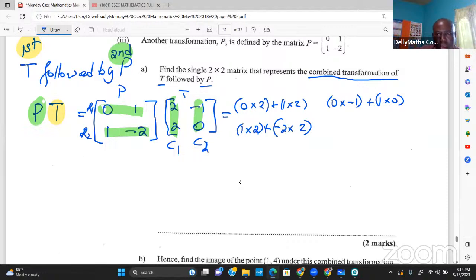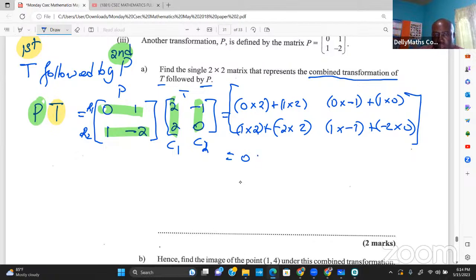Then row 2, column 2: 1 times negative 1 plus negative 2 times 0. And we take our time, make sure that there's no error, because with this, a lot of times we know what to do, right? But the calculation will be tedious, little things, so we try not to err. So let us do one more step.